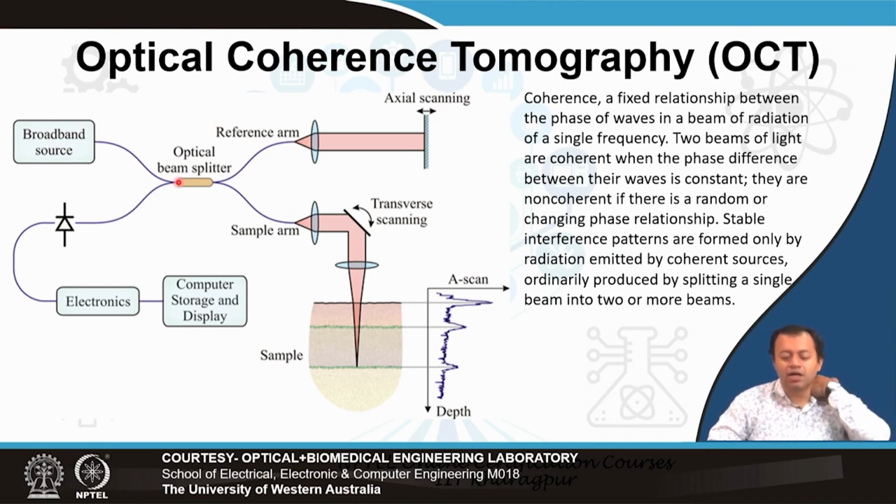Now, in order to have a coherent relationship, the light hitting the mirror and returning, as well as the light hitting the biological matter and coming back, need to have a fixed relationship. The distance travelled by this and the distance travelled by this has to be the same for a proper positive interference to happen. It could be negative as well. A coherence relationship will only be maintained when the distance travelled by this is equivalent to the distance travelled by this.